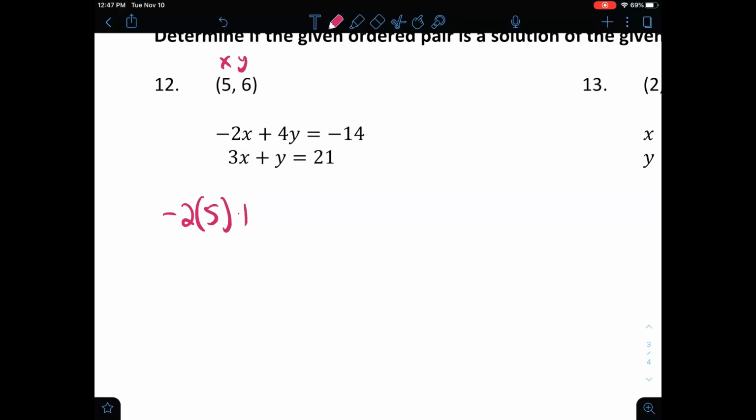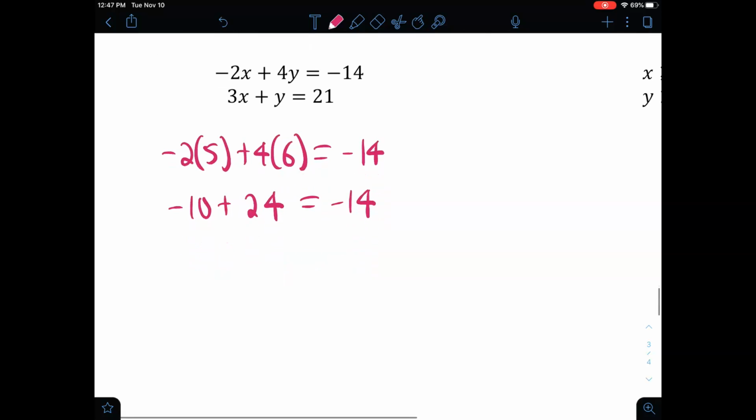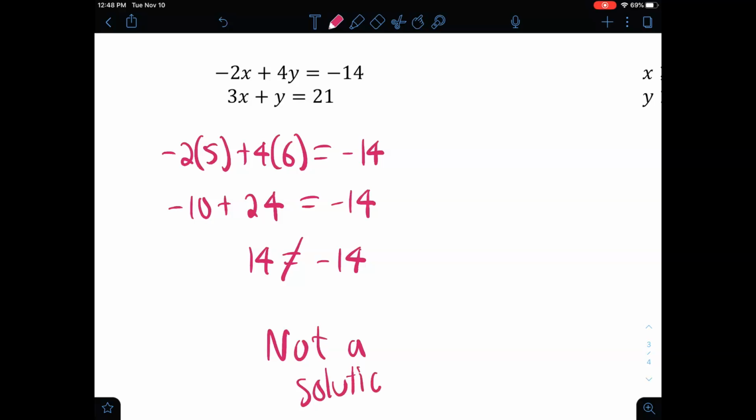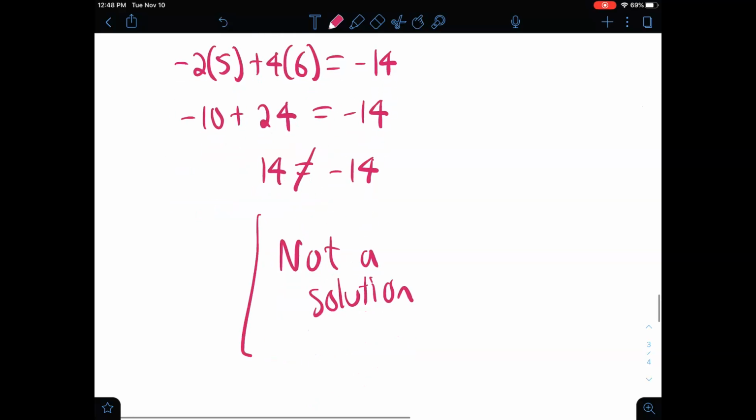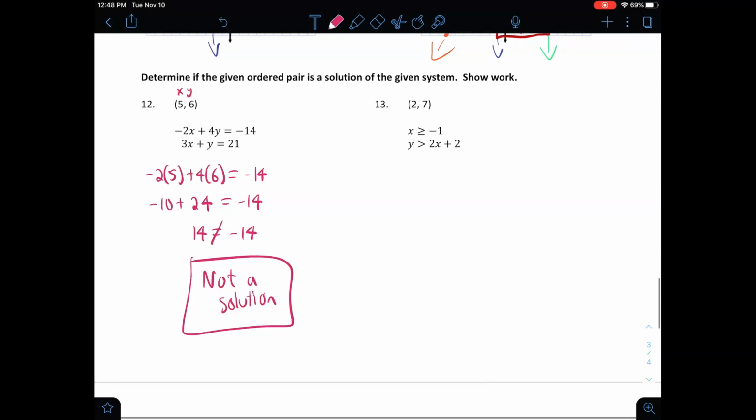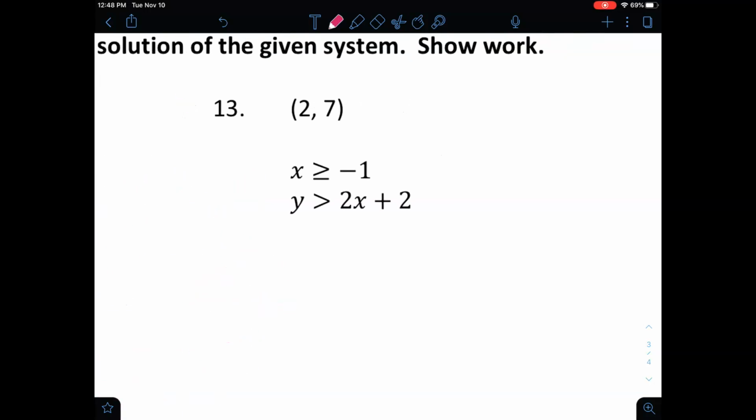Negative 2 times 5 plus 4 times 6 equals negative 14. That's going to be negative 10 plus 24 equals negative 14. That is going to be 14 equals negative 14. So we can automatically stop there. That's not true. So this is going to be not a solution.